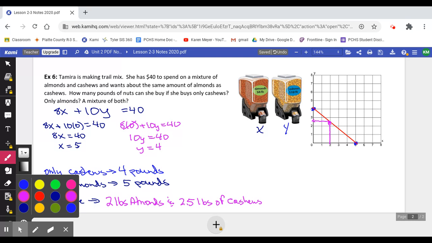So basically what you're doing is you're just picking a point that happens to be on the line and trying to pick the best point that's the easiest one to write an x and a y number for. But really, anything that is along this line is a mixture of the two.